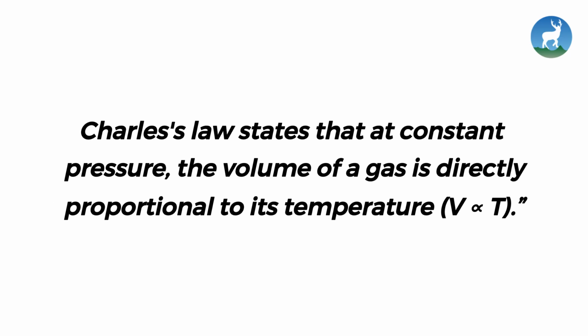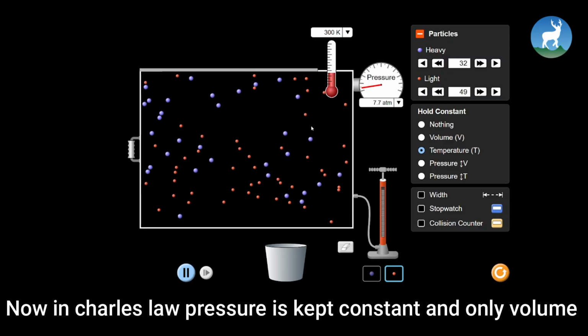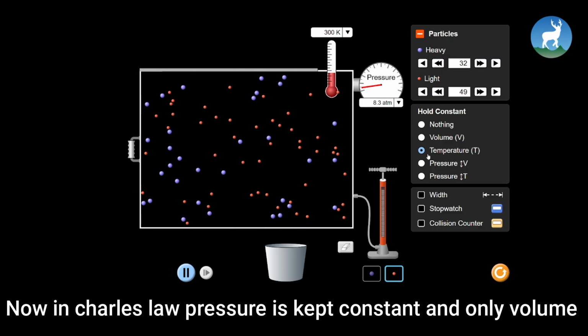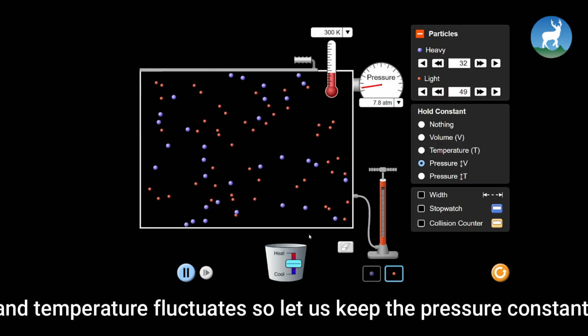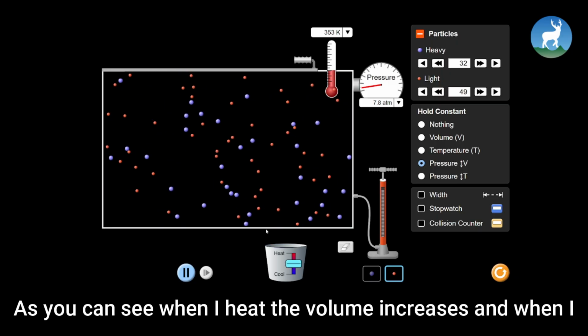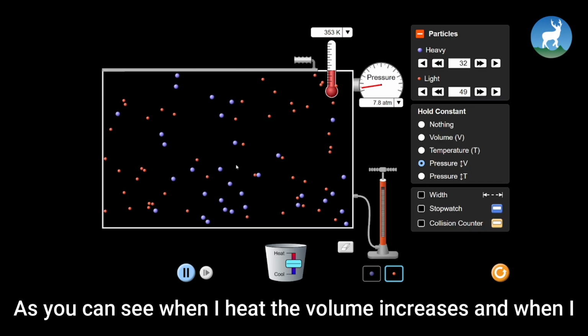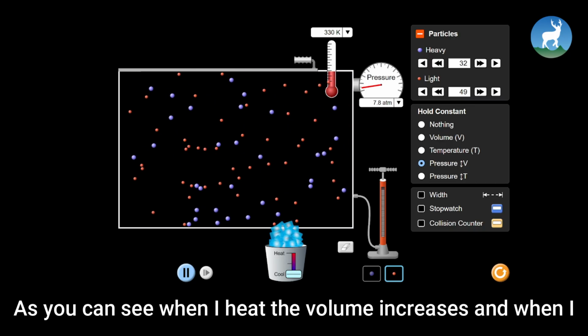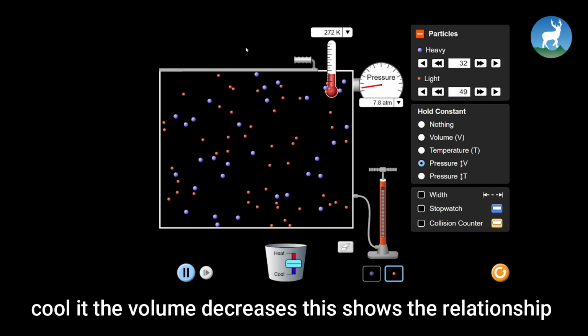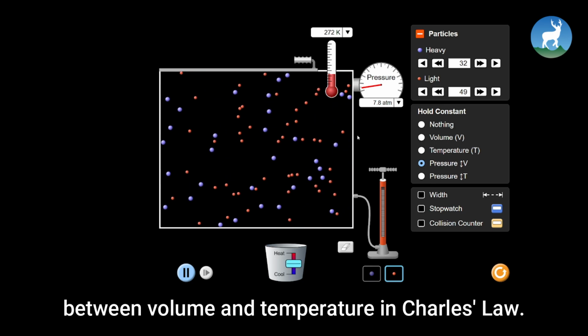Charles' law states that at constant pressure, the volume of a gas is directly proportional to its temperature. V is proportional to T. Now, in Charles' law, pressure is kept constant and only volume and temperature fluctuate. So let us keep the pressure constant. As you can see, when I heat, the volume increases, and when I cool it, the volume decreases. This shows the relationship between volume and temperature in Charles' law.